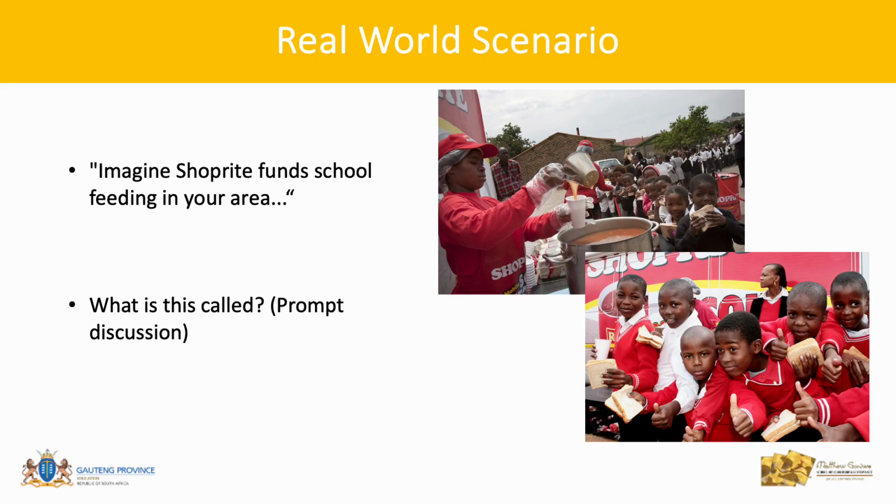Imagine your local ShopRite sponsors daily meals at nearby schools. What would we call that action? Is it charity? Is it strategy? Let's discuss. Slide 2, Real-World Intro Scenario. Here, the teacher creates emotional and local relevance by using a familiar example. This sparks curiosity and invites personal connection, an effective engagement strategy before defining terms.